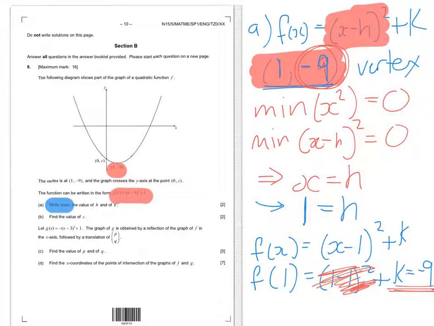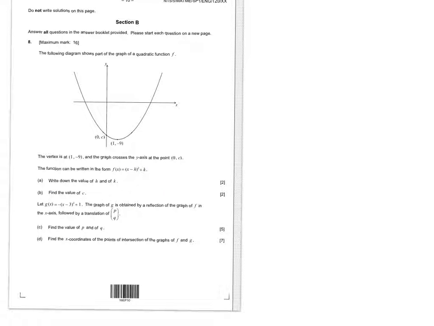So, once you're familiar with this, you should be able to just write those two things down without thinking about it. That's h is 1 and k is negative 9. 1 mark each.